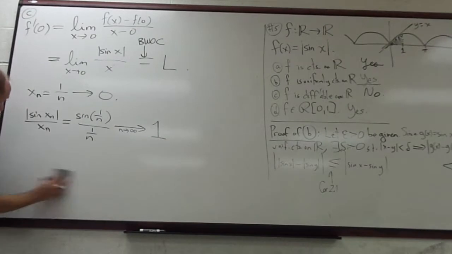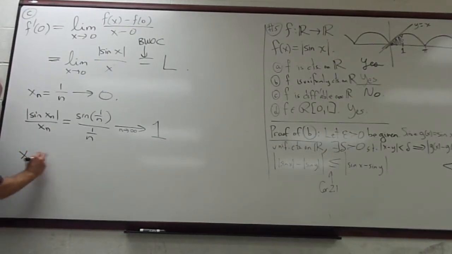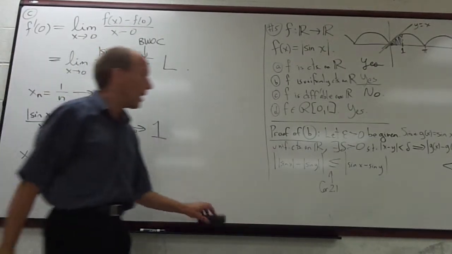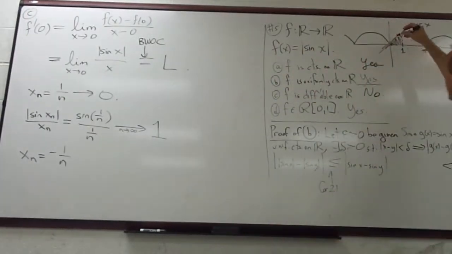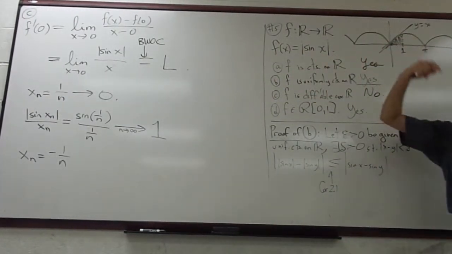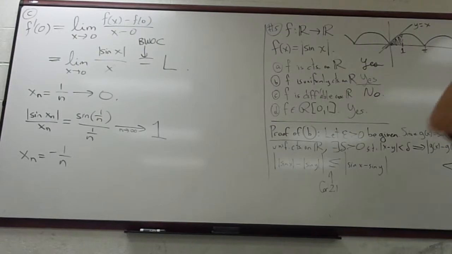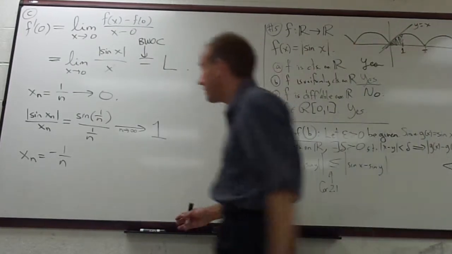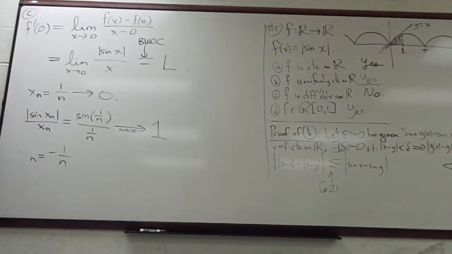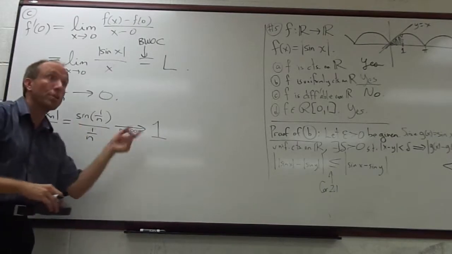Negative 1 over n. That would be my best. I mean, after all, the pathological behavior of the function at this point is that you have two directions that are both converging to this point with different slopes. So you should, with your second sequence, actually let me call it y sub n, use a different sequence that comes from the other side, right?